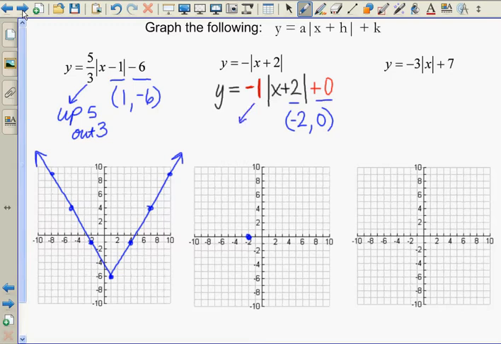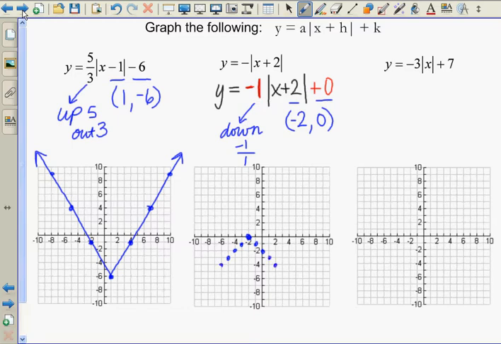And then my a value is telling me to open down. If I think of -1 as a fraction, it's -1/1. Remember, you can make any number into a fraction by putting it over 1. So this is saying to go down 1, out 1, down 1, out 1, down 1, out 1. So here we go, down 1 and out 1, both directions.